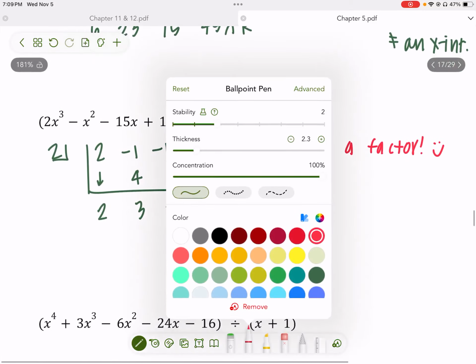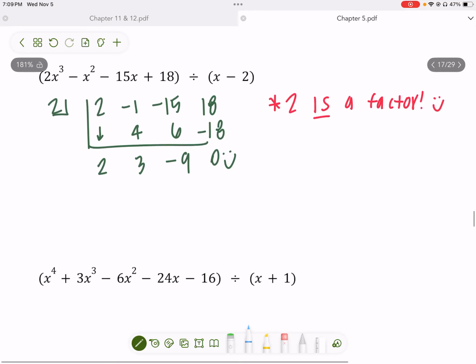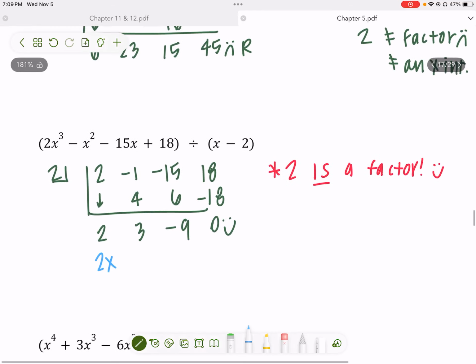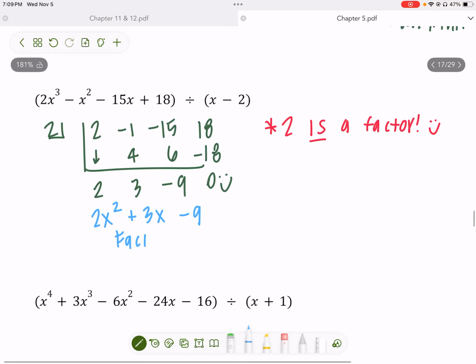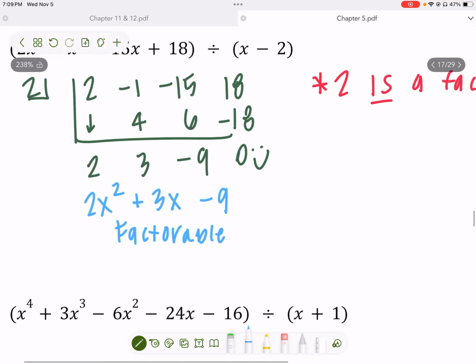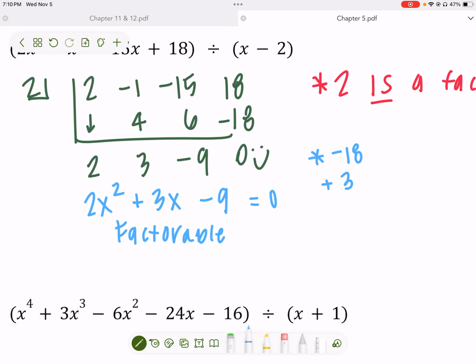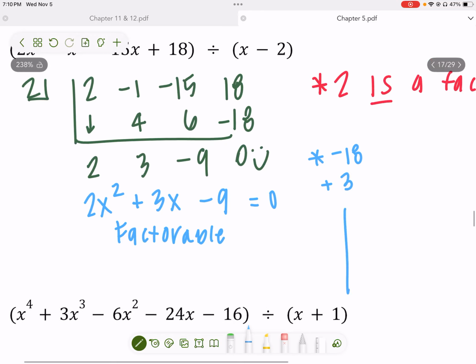That also means what we're left with is 2x squared plus 3x minus 9. This ideally is factorable. I say ideally because I'm doing this and winging it, so I'm hoping this is factorable. So that means we want to multiply to negative 18 and add to 3. Yes, this is factorable. I remember this now.